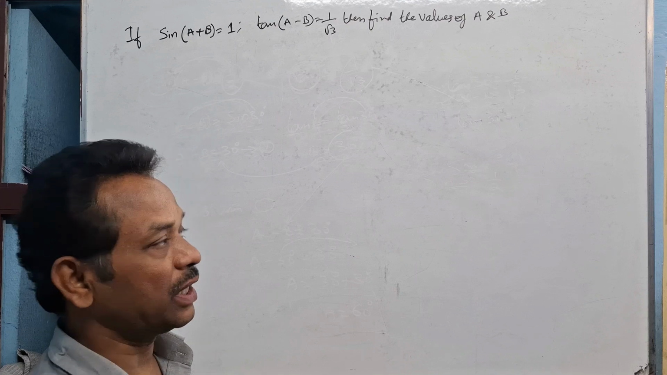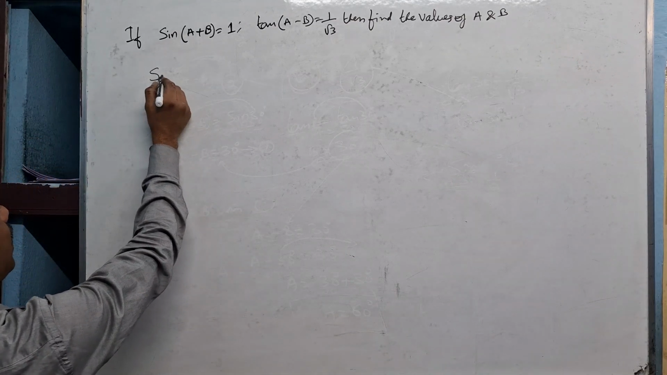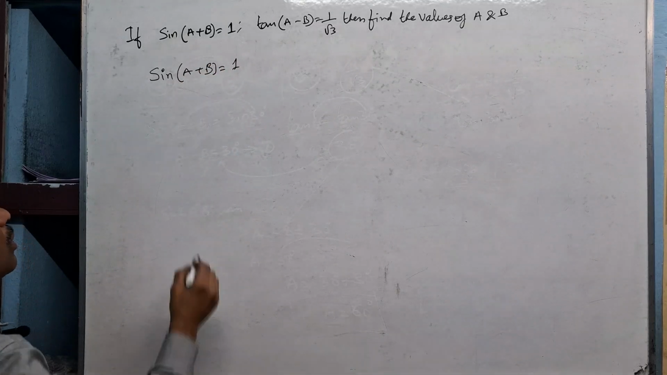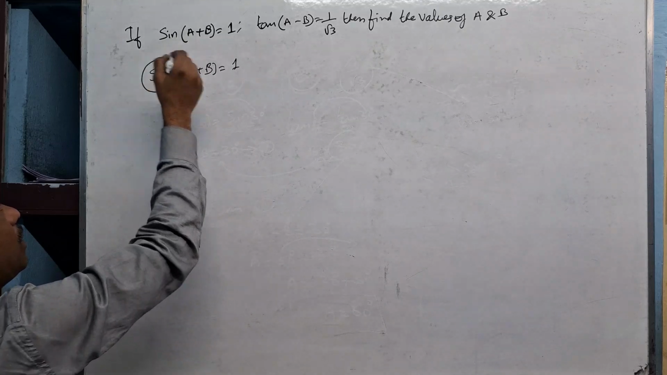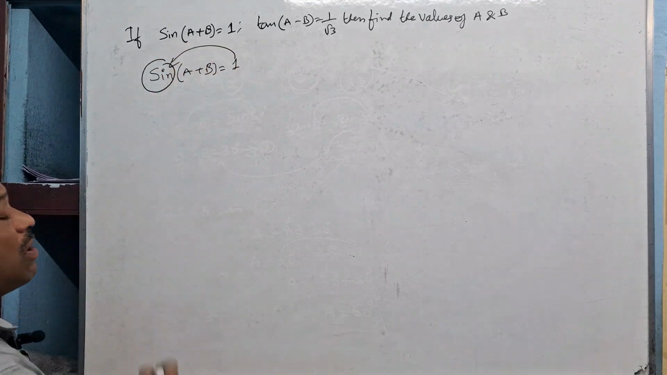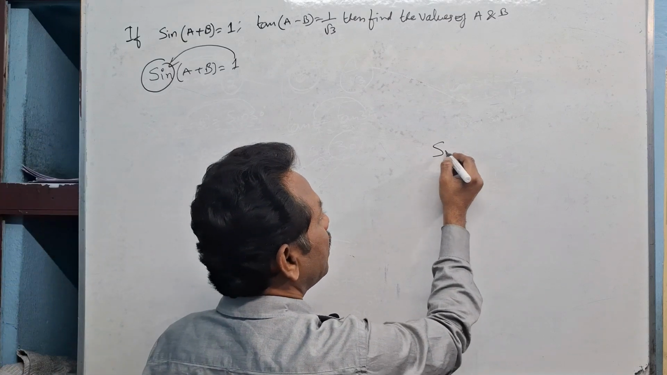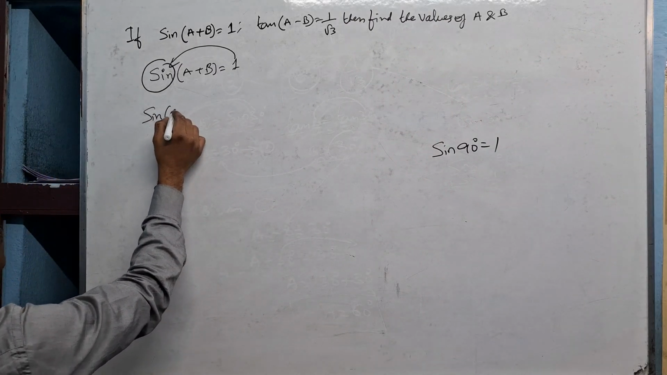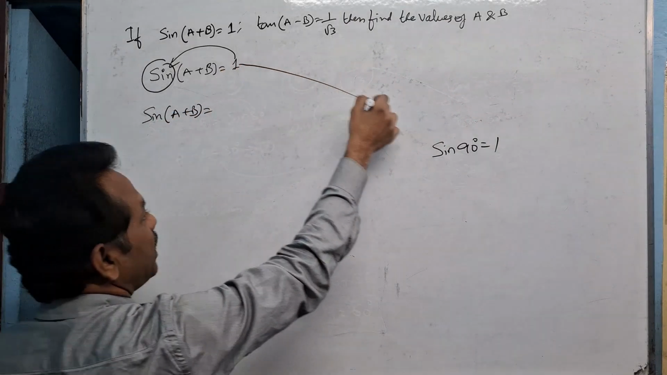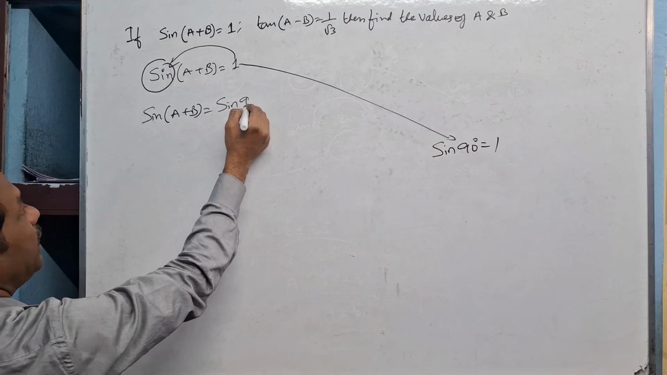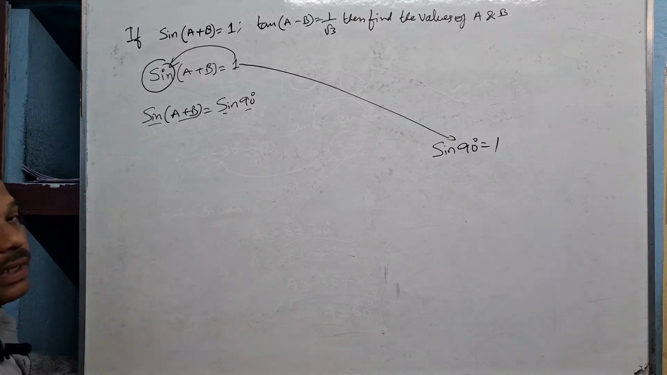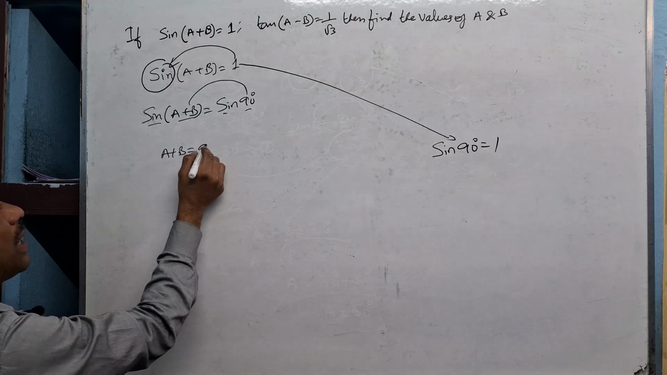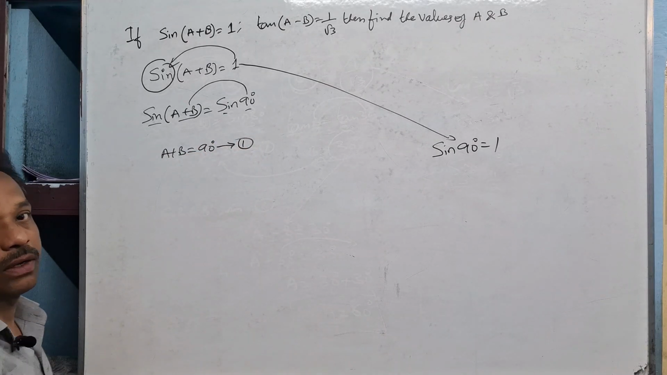Let us solve one more question. In this question, given sine of A plus B equals 1. Now our trigonometric ratio here is sine. So let me take 1 in terms of sine. We know that sine 90 degrees equals 1. So this can be written as sine of A plus B equals sine 90. Then the value of A plus B is 90. So A plus B equals 90. Let me take this as equation 1.